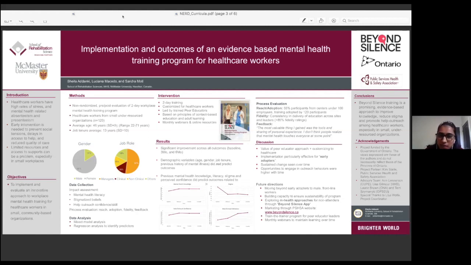So safeguarding the mental health of healthcare workers is crucial for efficient and safe delivery of healthcare services to all Canadians. Although there could be limited access to resources and supports as a barrier to seeking help. Hence, the objective of this study was to implement and evaluate an innovative approach to workplace mental health training for healthcare workers in small and under-resourced community-based organizations across Ontario.